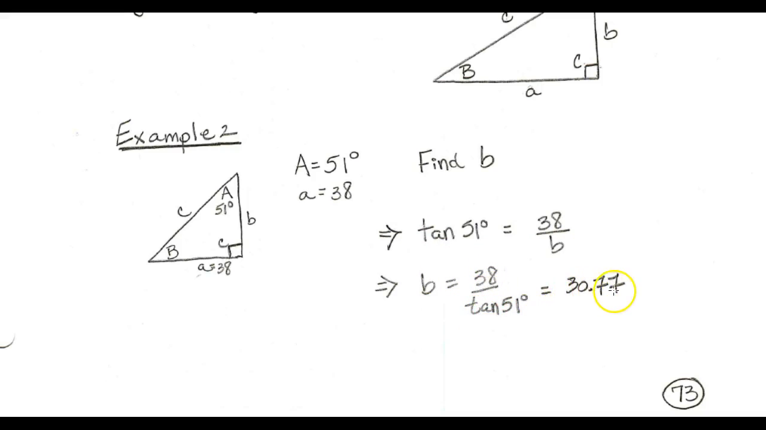It comes out to be 30.77. Make sure you plug all that in your calculator and you get that right answer. Your calculator's got to be in the correct mode, right? If we're using degrees, it's got to be in the degree mode. If you're using radians, it's got to be in the radian mode.